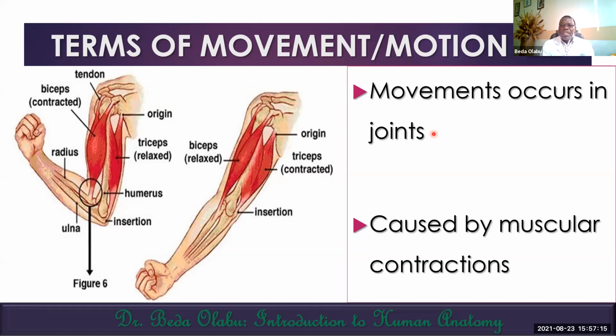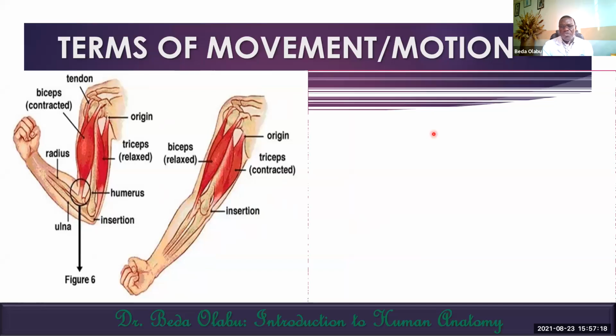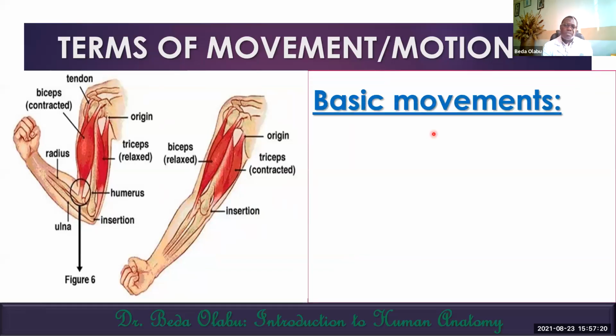So with that in mind, what are the terms of motion that I want to describe? There are some terms of motion that I call basic movements. I'm calling them so because they are found all over the body. The first one I want to talk about is flexion. The opposite is extension. To flex is to reduce the angle at a joint, and to extend is to increase the angle at that joint.